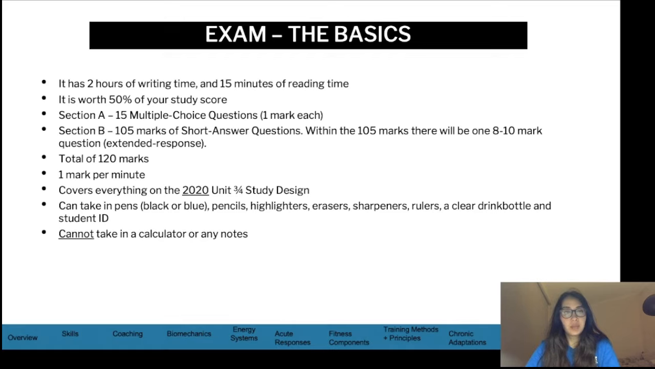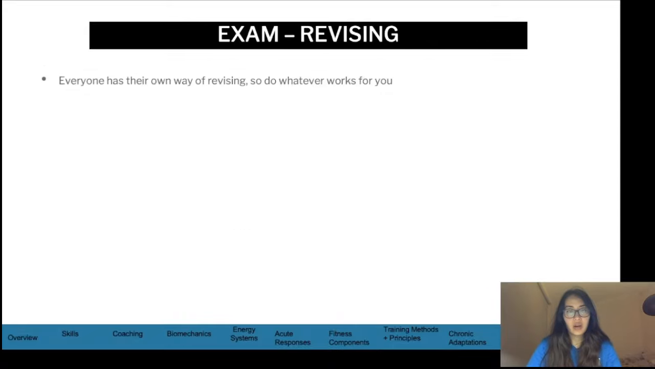So the exam is pretty big. It's about 50% of your entire study score, which is quite a lot. It's pretty much a mark per minute. I don't know if you do other subjects like bio, but in bio you have 40 multiple choice questions, which means less writing time because you just circle. Whereas this one's only got 15 multiple choice questions, which means you've got way more short answer or extended response questions, which is more writing, which is very annoying.